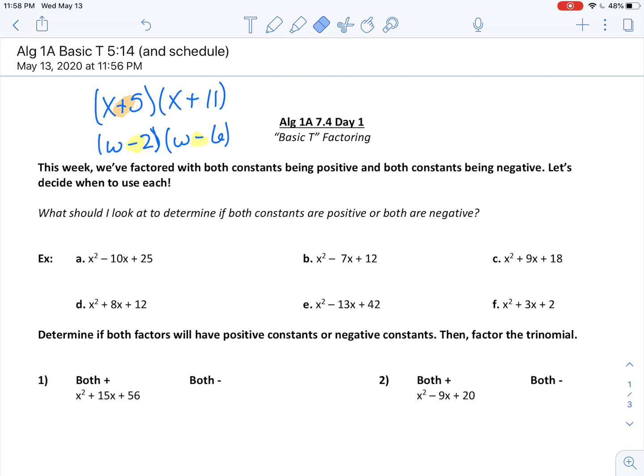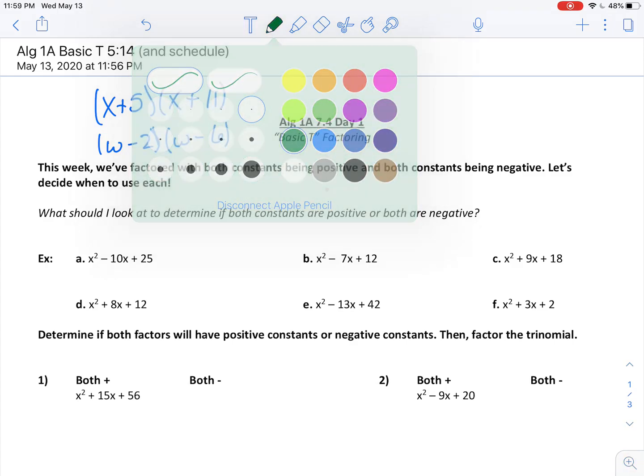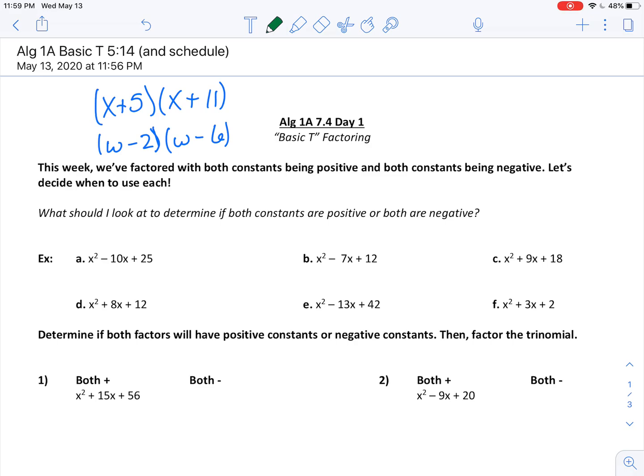Next week we're going to mix it up a little bit more, but for this week I just want to study these two situations. And we're going to look at how I tell the difference between these two. How do I know which one I'm looking at? Well, what we noticed yesterday was a positive number times a positive number, so positive 5 times positive 11 gets me a positive number of 55.